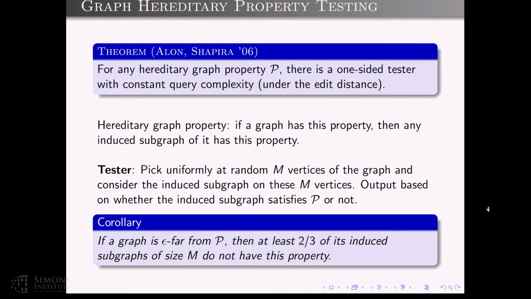It's also easy to see that for this tester, when the large graph, the original input, has this property, because the property is hereditary, then the induced subgraph also has this property. So this tester is at least one-sided. And by the definition of the tester, when the graph is epsilon far away from this property under the edit distance, then with decent probability, these induced subgraphs should not be in this property. So we can also translate this into a corollary: when the graph is epsilon far from this property, then at least 2/3 of the induced subgraphs will not have this property.